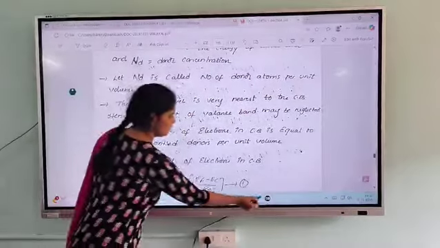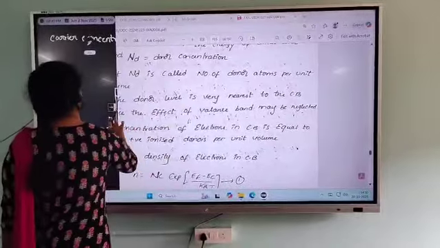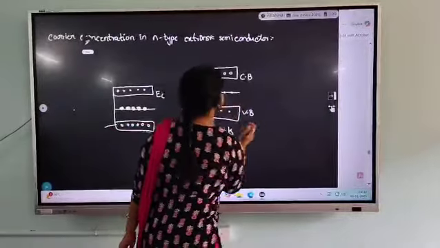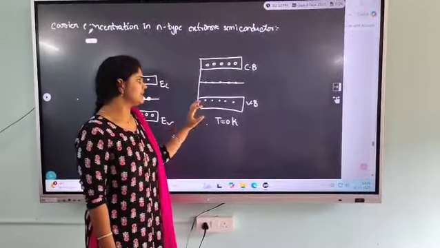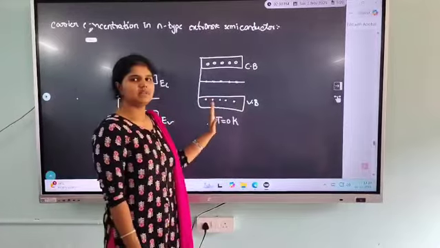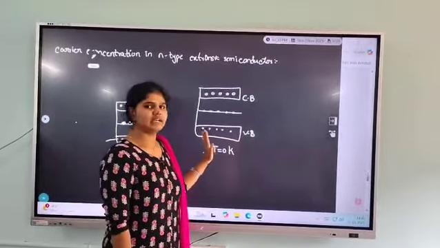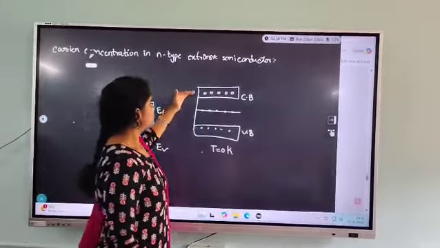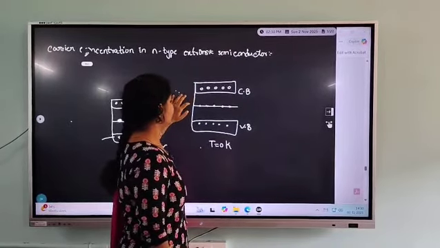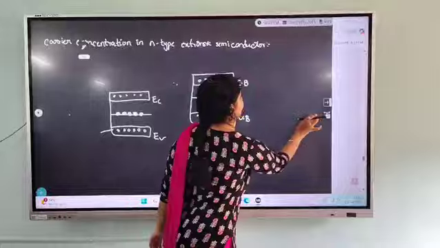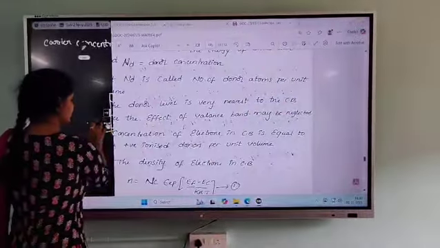As I said before, we can neglect the valency band, but we cannot neglect it completely. It may be neglected, but not completely. So we will talk about these two: one is the conduction band and another is the Fermi energy. So that is the point.